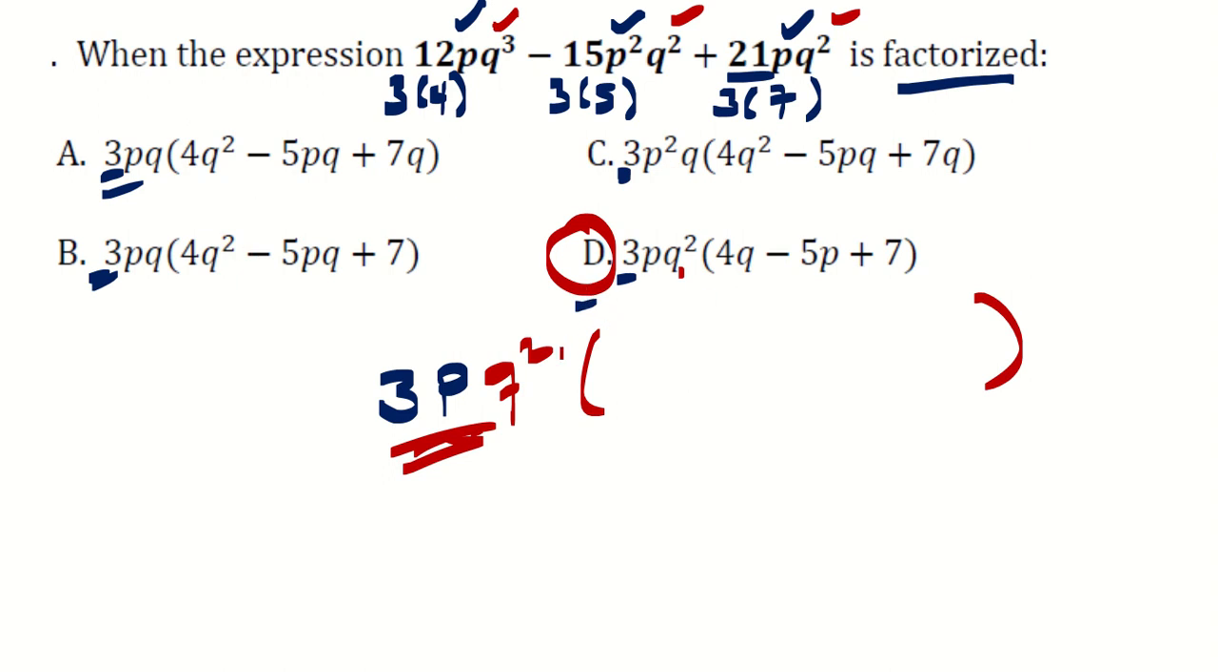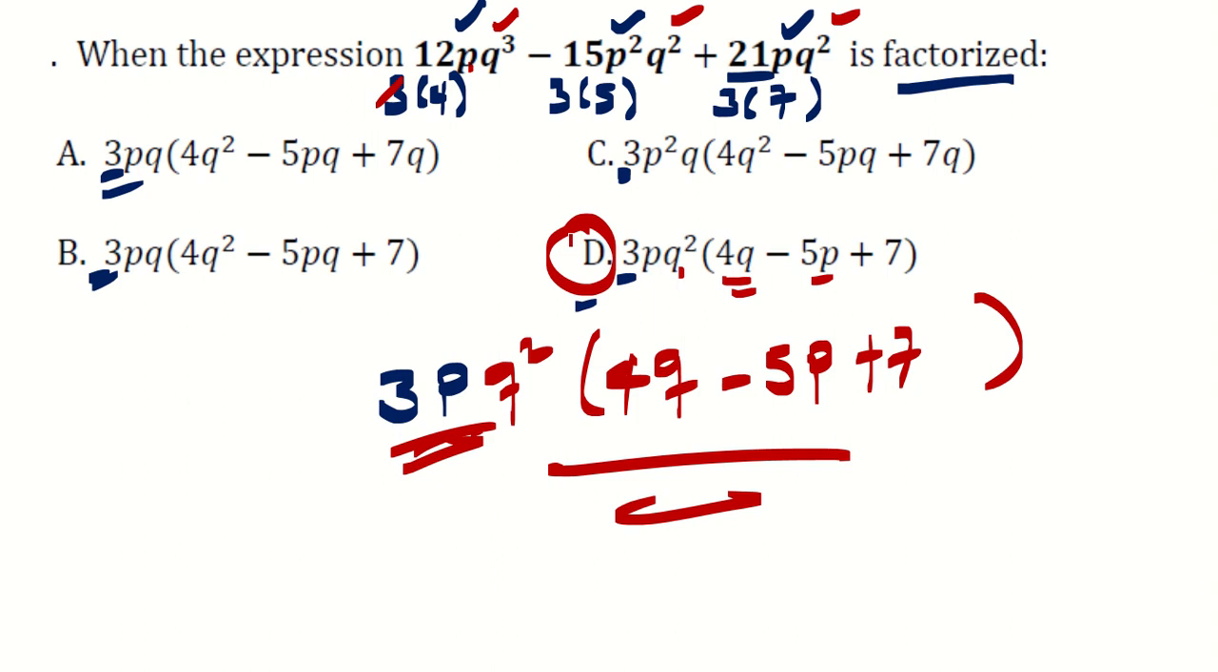To know what is left, here already the 3 is taken, 4 left. 4 and what? P is also taken out, q square also taken. So 1 q left. As you see here, it is. Minus, again 5 left. And p is taken and q square also taken. Just 1 p left. See here. And next 7 left from the number, plus 7. And p is taken out and q square also taken out. So only 7 left. So the answer will be D. Obvious.